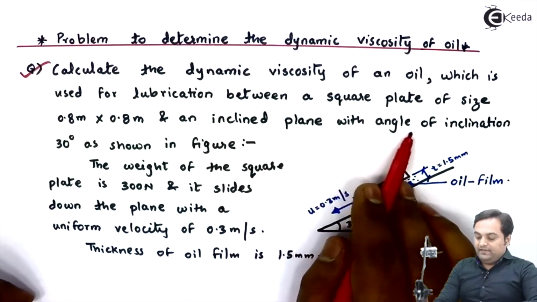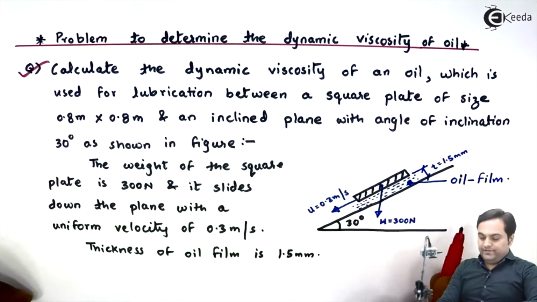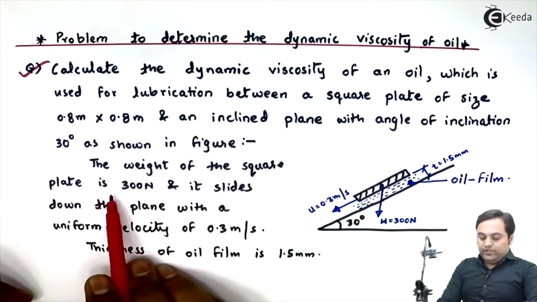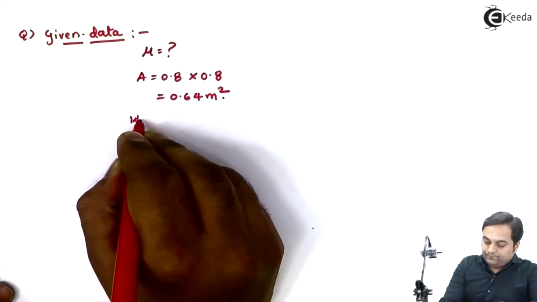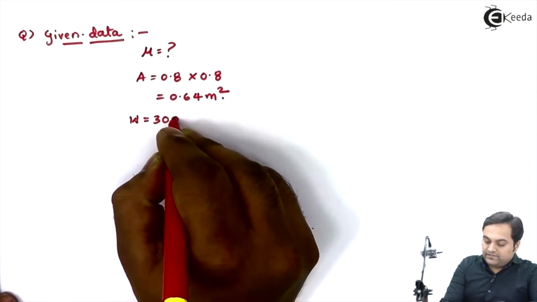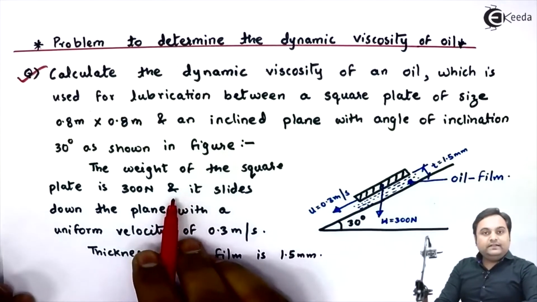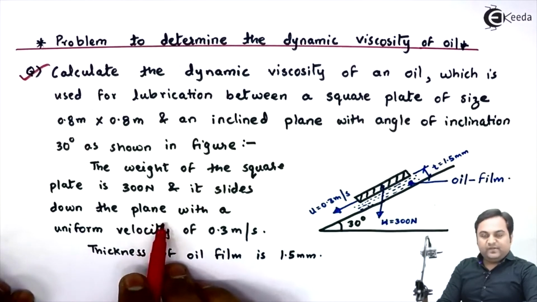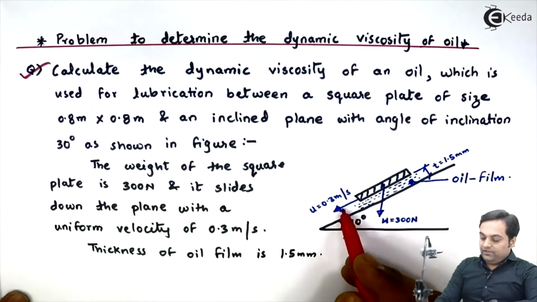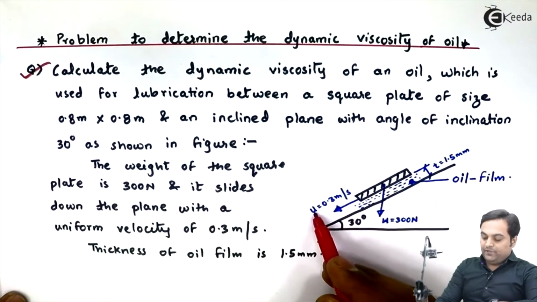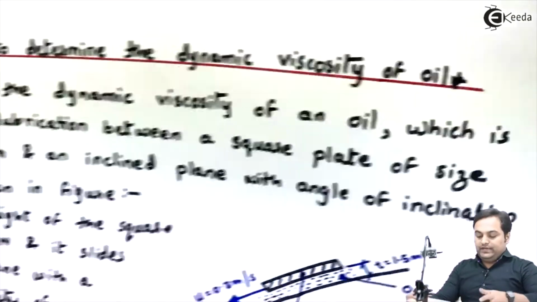And an inclined plane with angle of inclination 30 degree as shown in figure. The diagram is also given here. Weight of the square plate is 300 Newton. So W is equal to 300 Newton, and it slides down the plane with a uniform velocity of 0.3 meter per second. The velocity is indicated in the diagram. U is equal to 0.3 meter per second. It is sliding down.